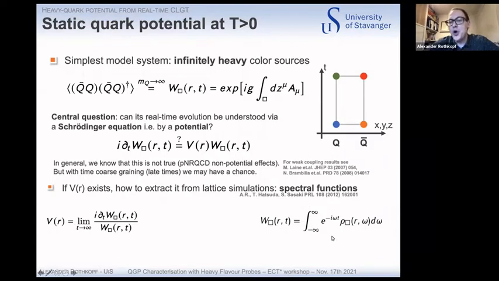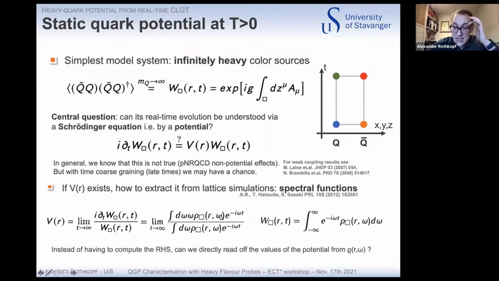convenient to go over to the Fourier transform of the real-time Wilson loop, which is this famous spectral function. If you plug the definition of the Fourier transform in here, you can now relate the value of the potential directly to the spectral function via a ratio of Fourier transforms. Do I really have to compute all these Fourier transforms, or would it be possible to read off the values of the potential directly from that spectral function if I had access to it? I would like to spend a few minutes going through the derivation of the state-of-the-art way we identify the potential from a spectral function.